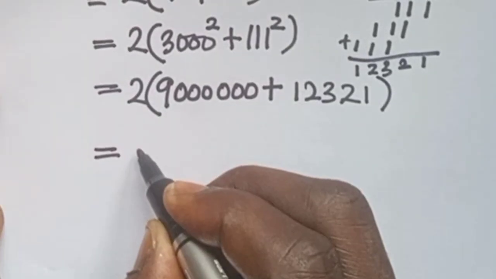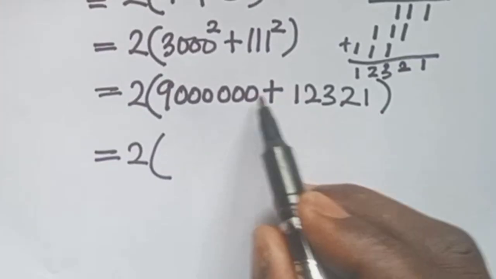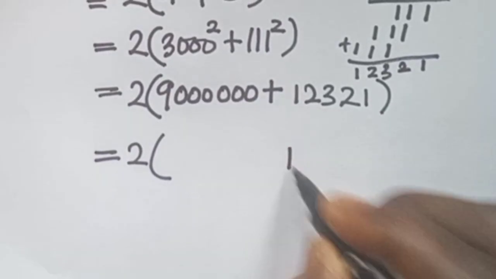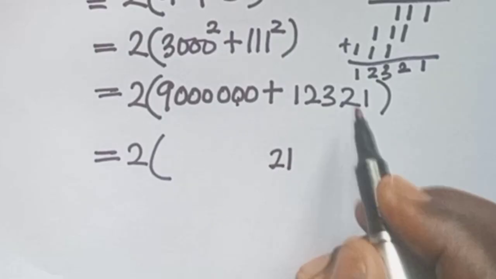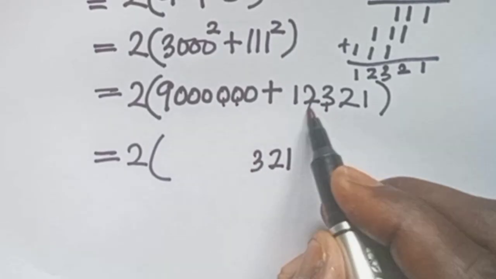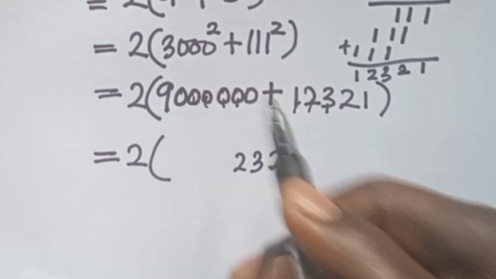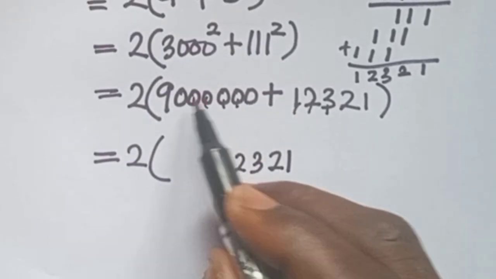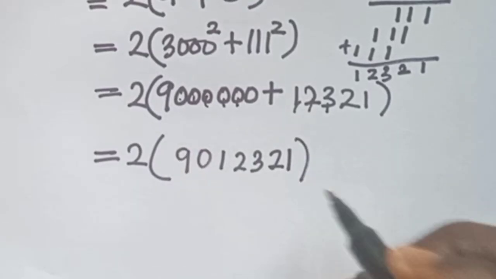In the next line, we have 2 into here 0 plus 1, that is 1, and 0 plus 2, that is 2, and 3 plus 0, that is 3, 2 plus 0, that is 2, and 1 plus 0, that is 1, and here what is left is 9 and 0.